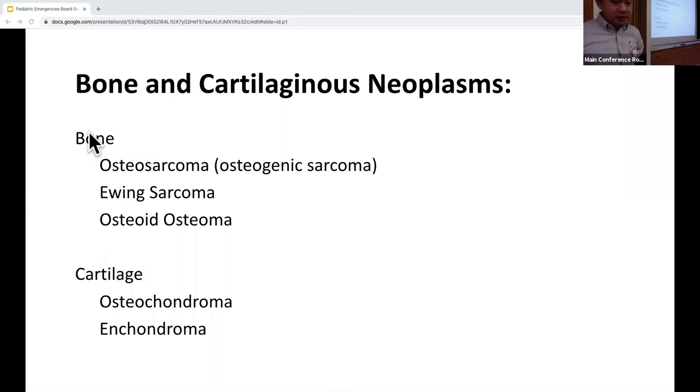These are the other kinds of neoplasms that we'll go over. So osteosarcoma, Ewing sarcoma, osteoma, which is benign, and we'll go over that, and then other cartilaginous bone growths, bone tumors, so osteochondroma and enchondroma.